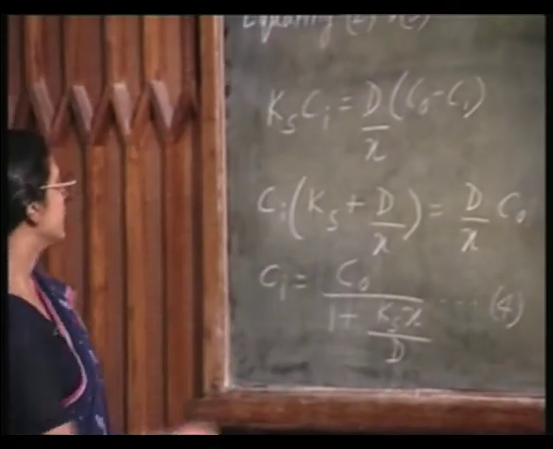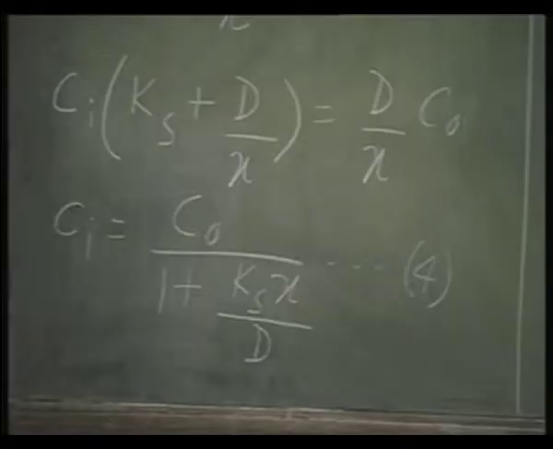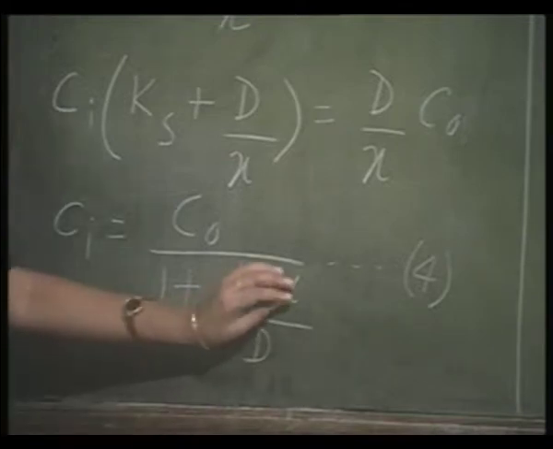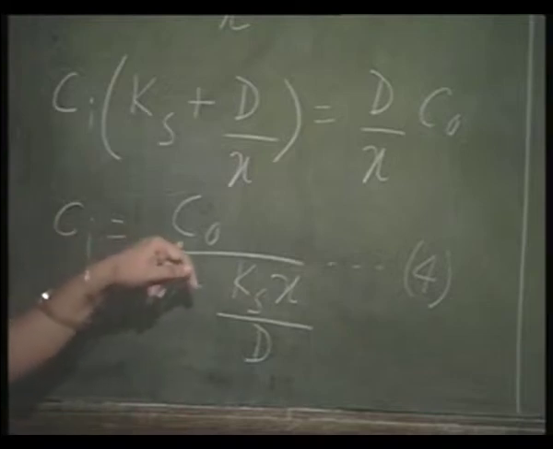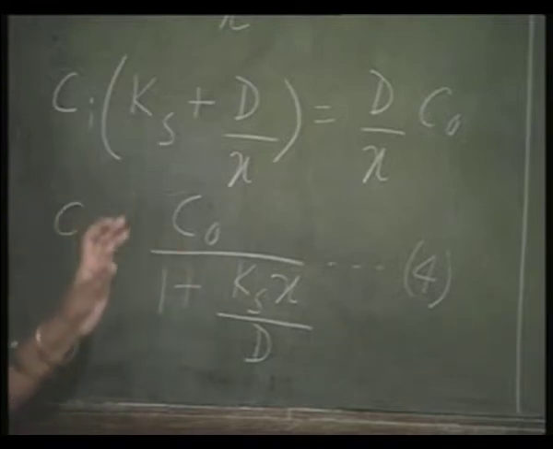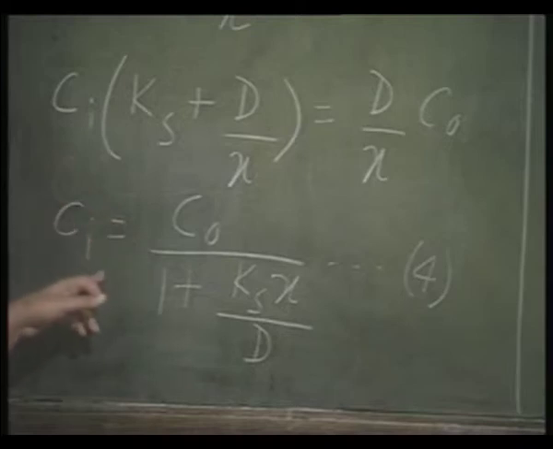I have related the concentration of the oxidizing species in the inner surface with the concentration of the oxidizing species in the outer surface. And you can see that if X is very small, I have a very thin oxide layer, then Ci is going to be nearly equal to C naught. The thicker the oxide layer is, the smaller Ci becomes, correspondingly smaller than C naught, obviously.